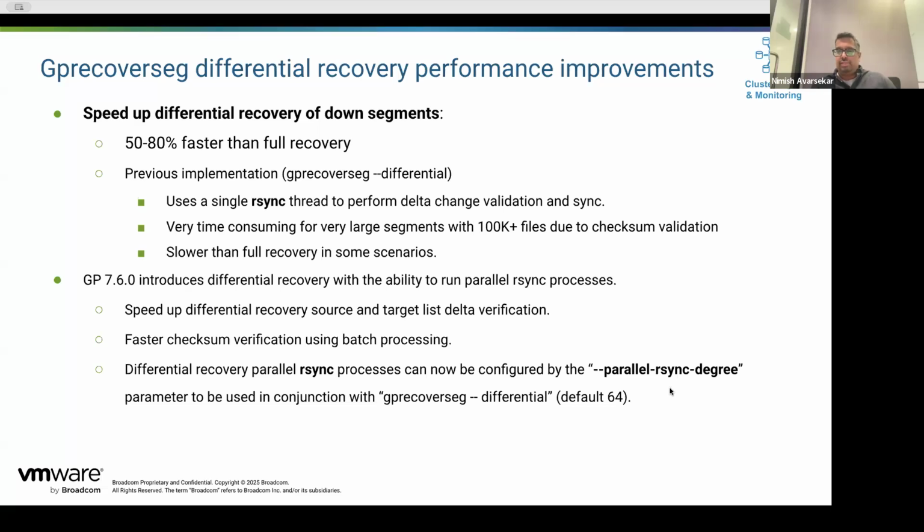So if you want to test differential recovery on 7.6, I highly recommend using the parallel-rsync-degree flag to increase the number of rsync processes that can work for each segment. Just note that the parallel-rsync-degree flag can only be used in conjunction with differential recovery. It does not work with any of the other recovery modes.